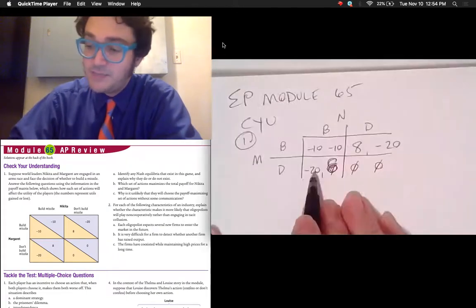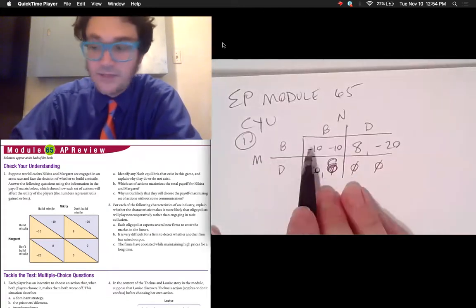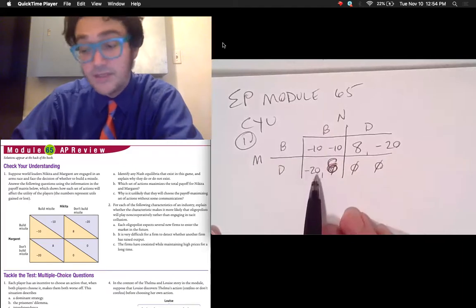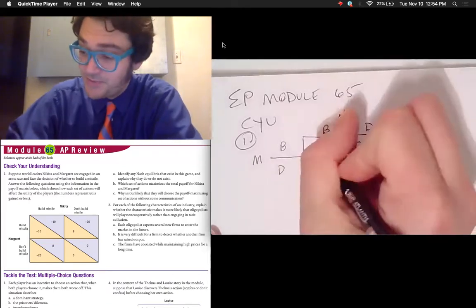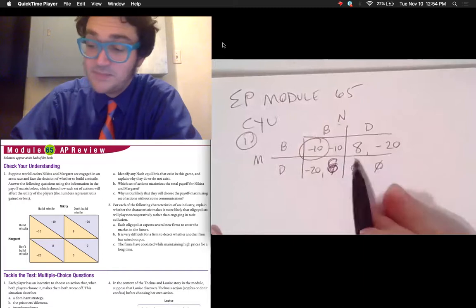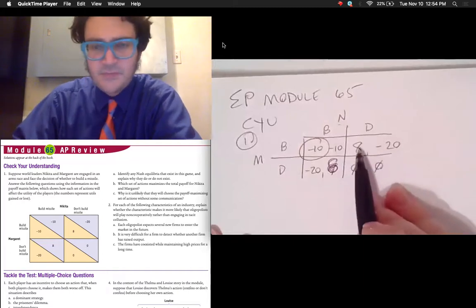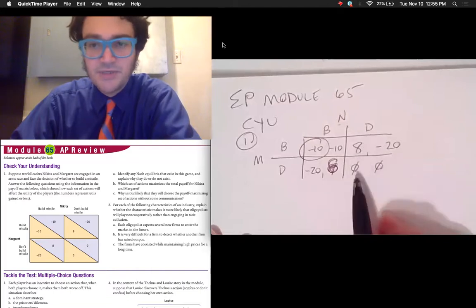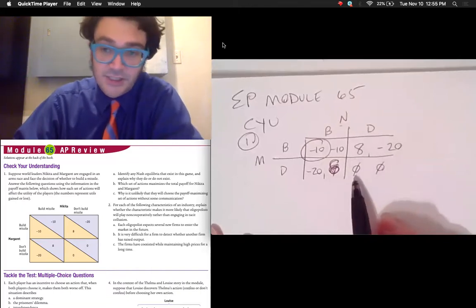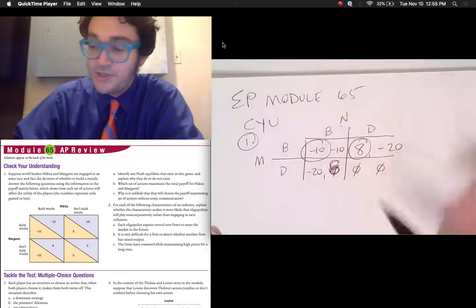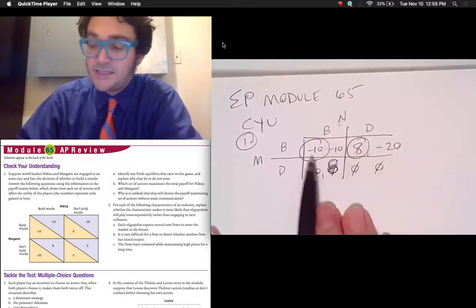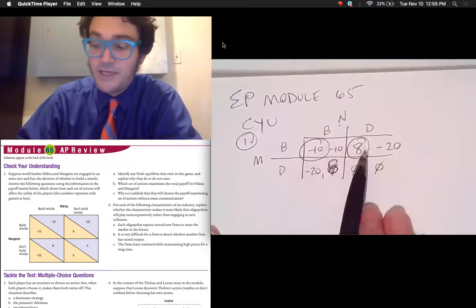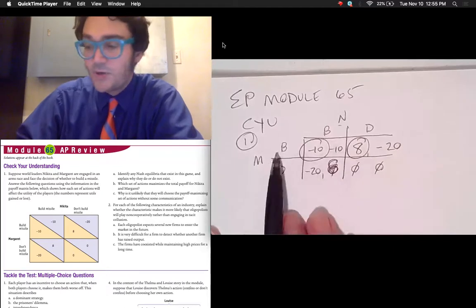If Nikita builds a missile, what should Margaret do? She could either get -10 by building or -20 by not building. She should build the missile. And if Nikita doesn't build, and she builds, then she gets 8. But if Nikita doesn't build, and she doesn't build, then she gets 0. So she should build. We're comparing -10 and -20, and 8 and 0, so she's always going to build the missile.